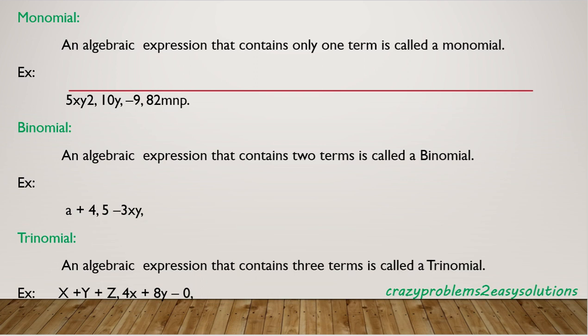Binomial. An algebraic expression that contains two terms is called a binomial. For example, a plus b. a is one term and b is another term. So a plus b is a binomial.